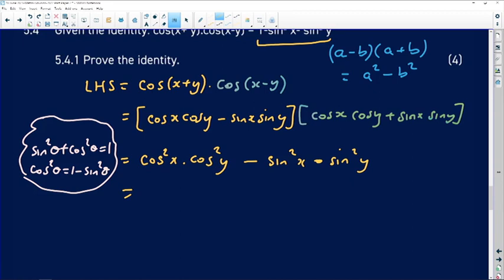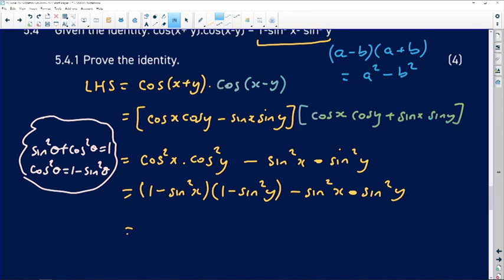Cool. So I will change the first one and see what will happen when we do that. I will have 1 minus sine squared x times 1 minus sine squared y. That's what cos squared is, it's 1 minus sine squared. And then the signs are fine, times sine squared y. And then after that, we're going to do this product now.